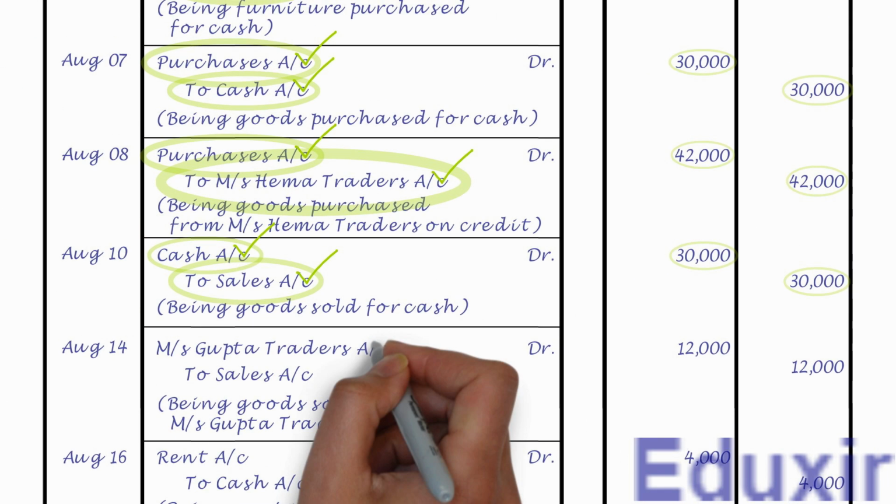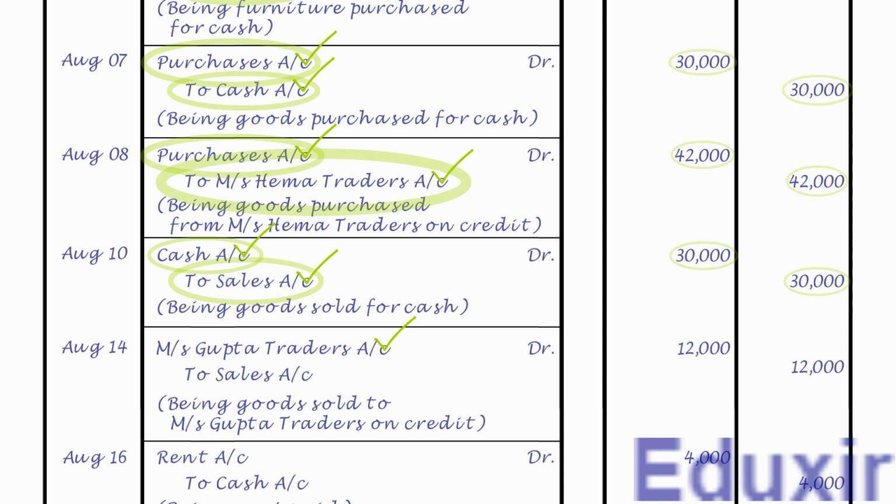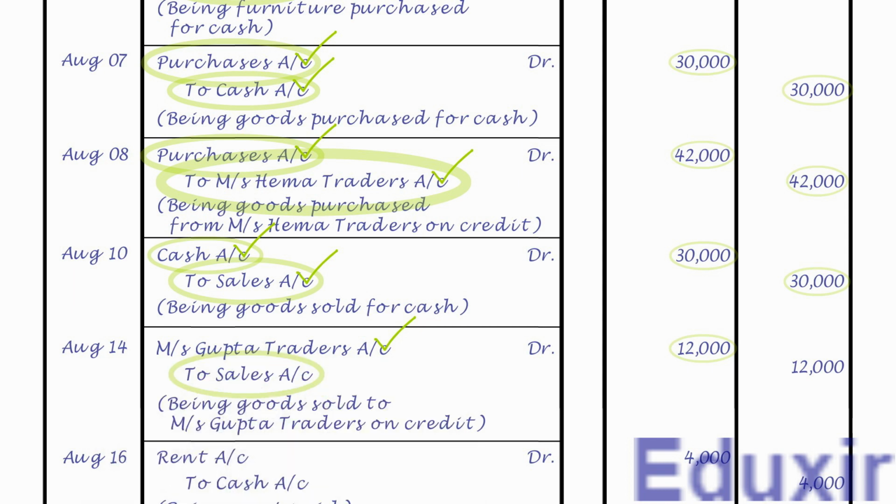As the name suggests, it needs to be posted on the debit side of Messrs. Gupta Traders account and the debit amount is 12,000 rupees. Note that the details that need to be posted into the particulars column is sales account. For posting this entry, we need to create a ledger account for Messrs. Gupta Traders as it is not yet created.